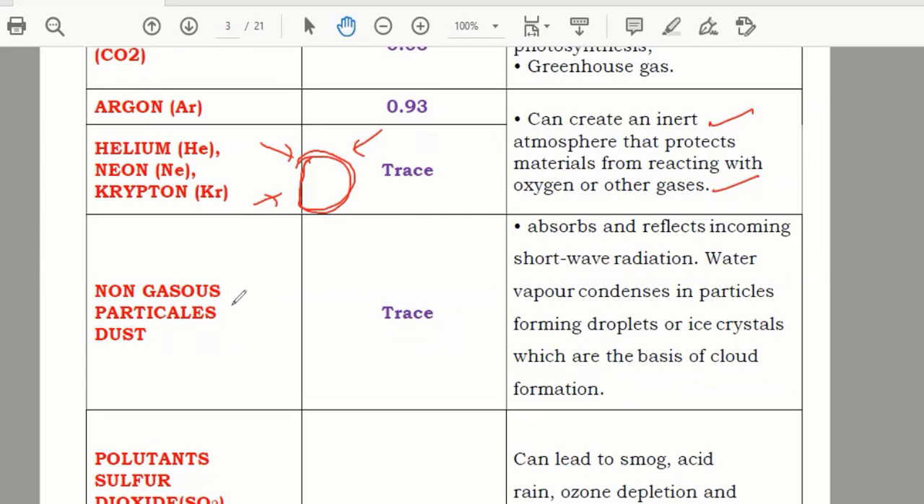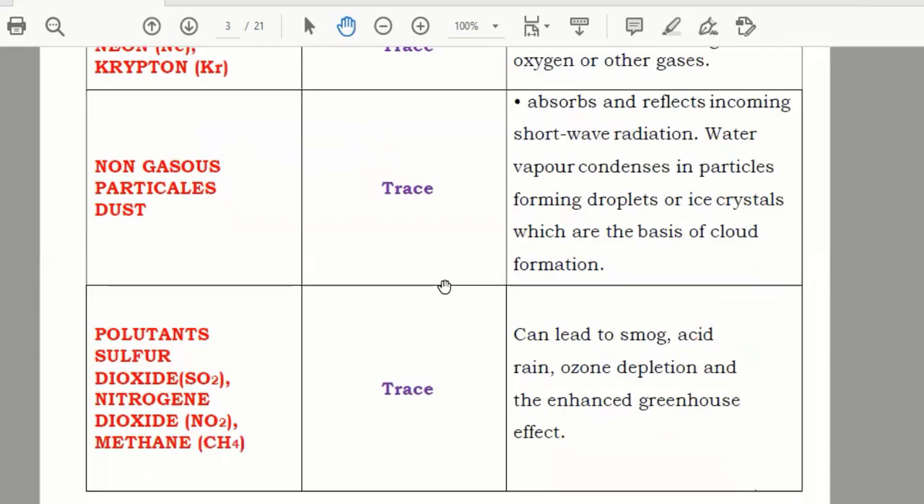Then you have non-gaseous particles like dust. The dust absorbs and reflects incoming shortwave radiation. Water vapors condense on the particles and form droplets and ice crystals. After that you have pollutants, sulfur dioxide and nitrogen oxide. They can lead to smog, acid rain, ozone depletion, and the enhanced greenhouse effect. So all these are the components present in the atmosphere, and now we saw their percentage and their importance or their effects. Is it clear?